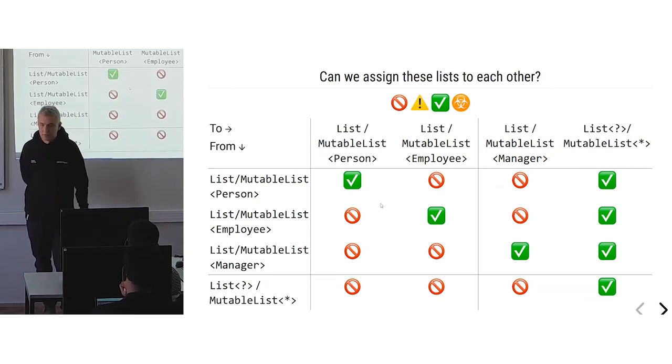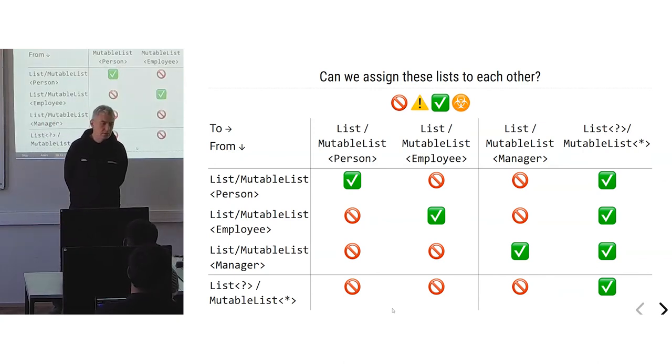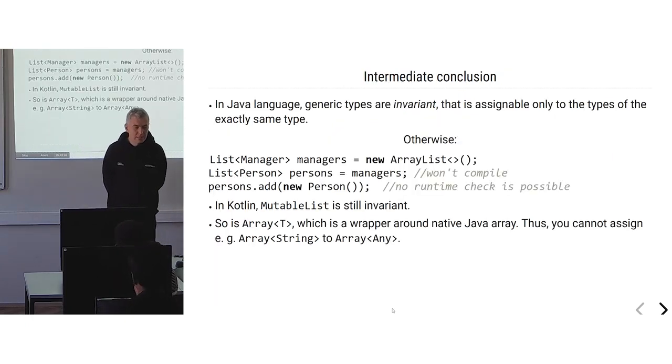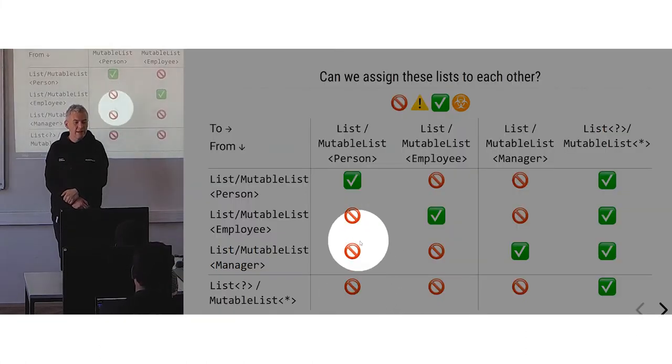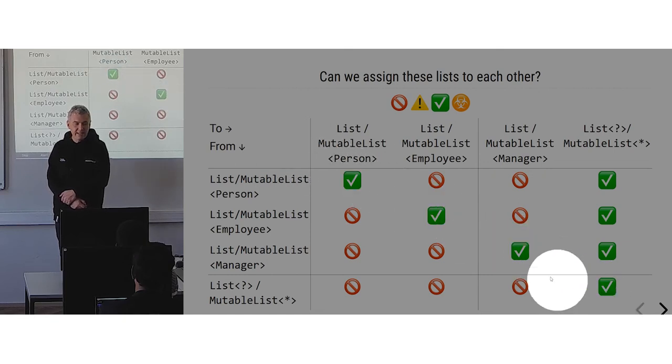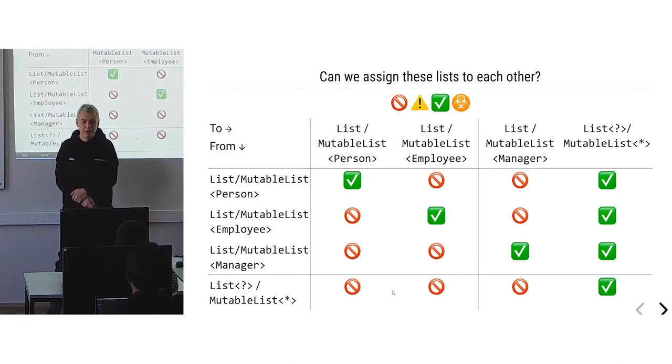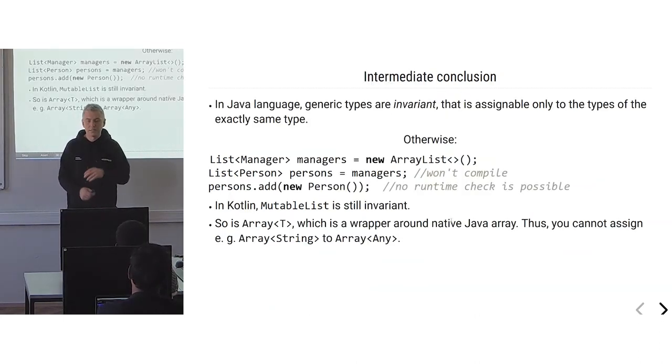But in generics, you cannot. In Java, you cannot. You never can have this lower left corner of the table green. And yeah, this is the difference. You might experience difficulties with this already. So the intermediate conclusion is that in the Java language, generics are invariant. See, when I told about covariant arrays, this corner was green. In Java, generics are invariant. Invariance means that we have only the green diagonal, and this corner is red. And as you might expect, when I talk about contravariance, this corner would be green. So in the Java language, generic types are invariant. That is, assignable only to the exactly same type, so parameterized by the same types.